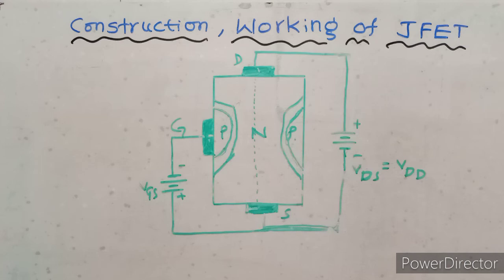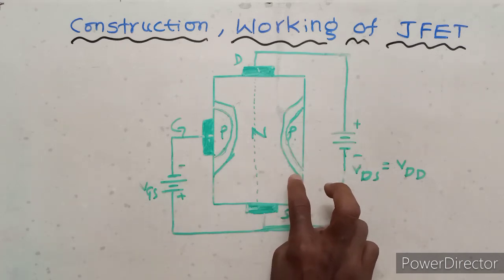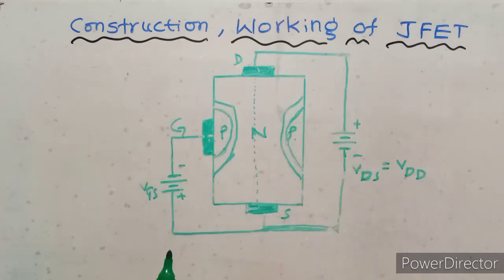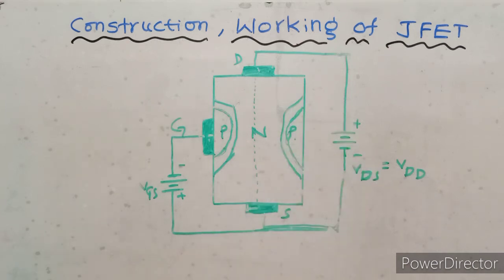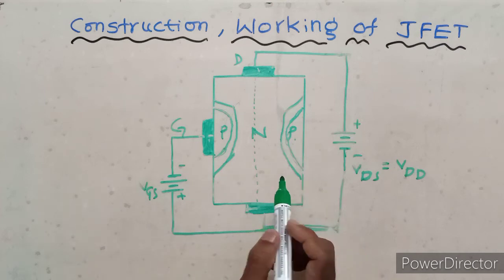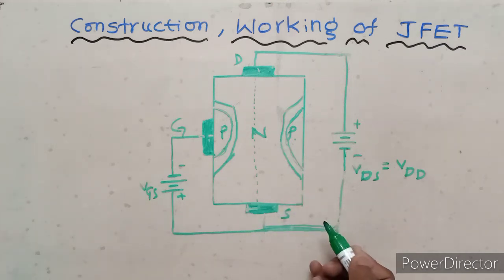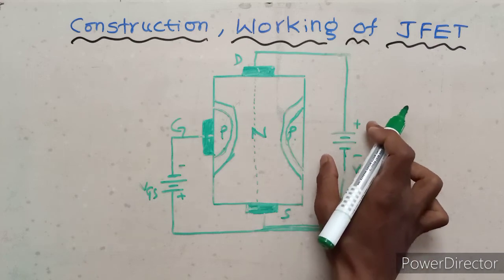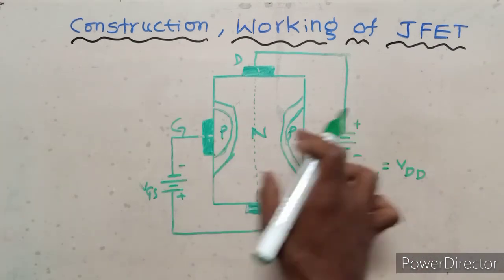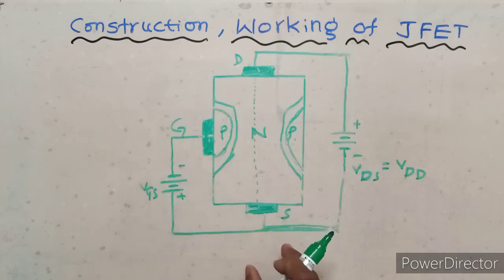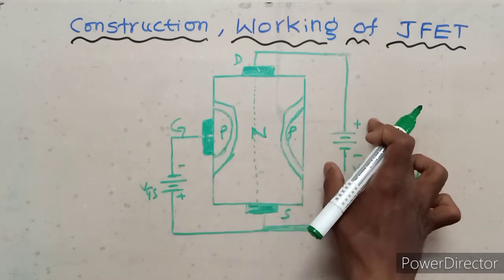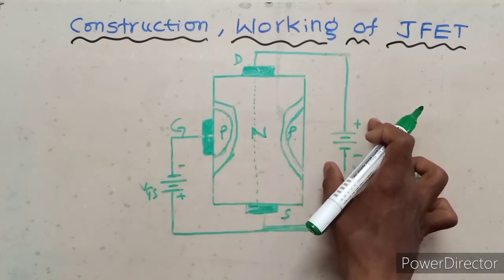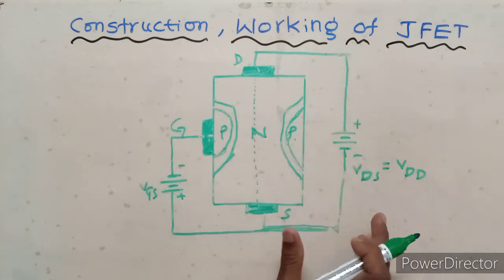When the voltage is very high, the depletion layers are increased. Working of the p channel is the same as in the n channel. Only these two are changed. This is the n type channel. If this is the p channel, then this is the n and this is the p. These two are interchanged.